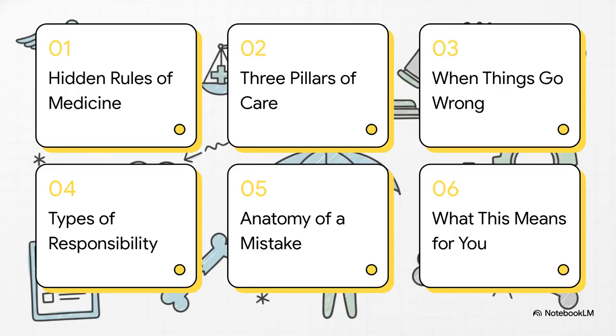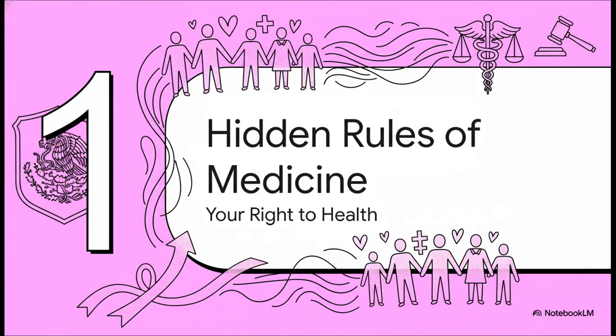We'll start with those hidden rules of medicine. Then we'll look at the 3 pillars that support safe care and what happens when things go wrong. We'll dig into the 3 types of responsibility and the anatomy of a medical error. And finally, we'll wrap up with what all of this really means for you. Okay, so let's just dive right in.